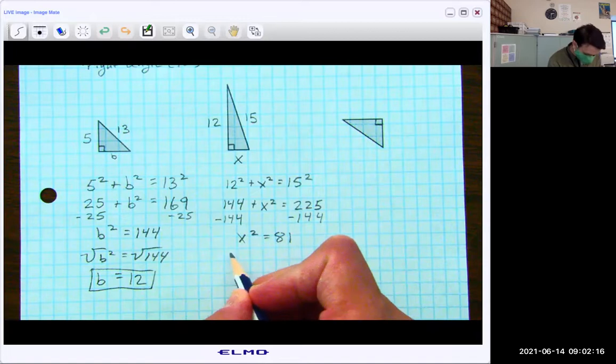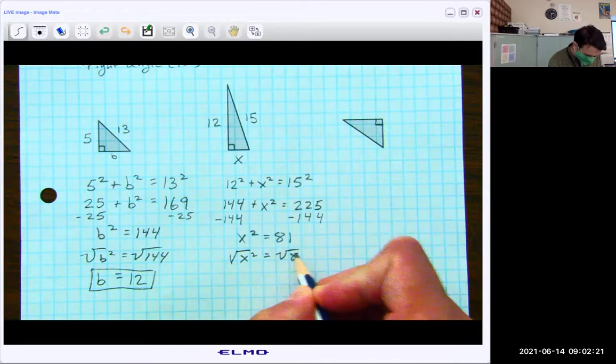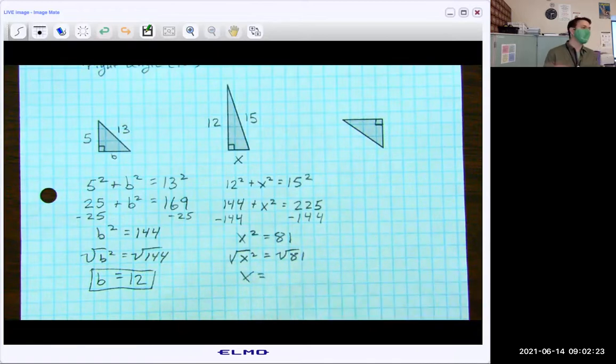So take the square root of both sides to get rid of that exponent. So x is positive 9 or negative 9. You can't have a negative distance on a triangle. That side wouldn't exist. So it would just be 9.